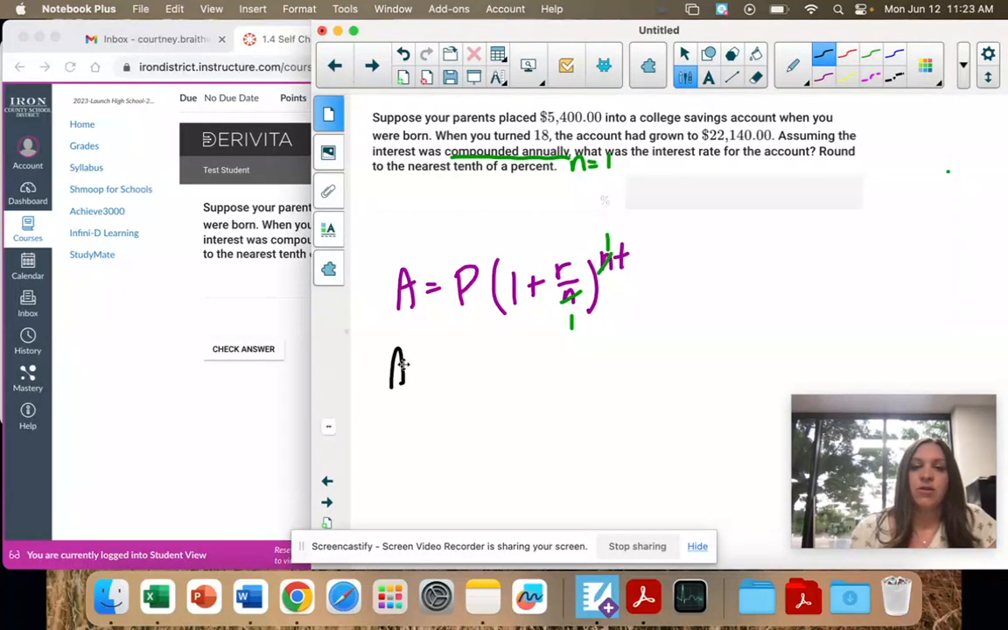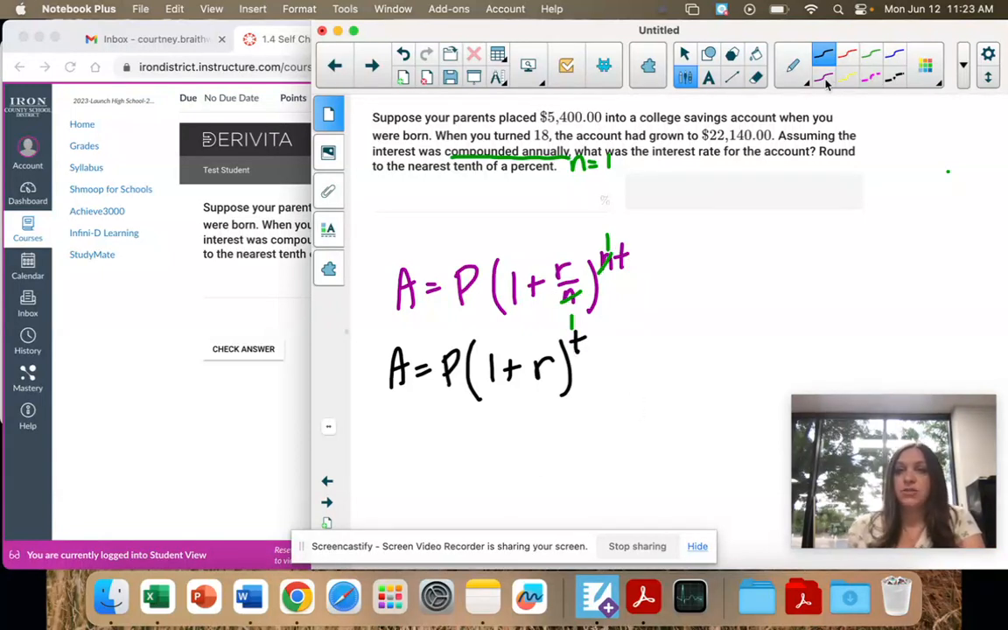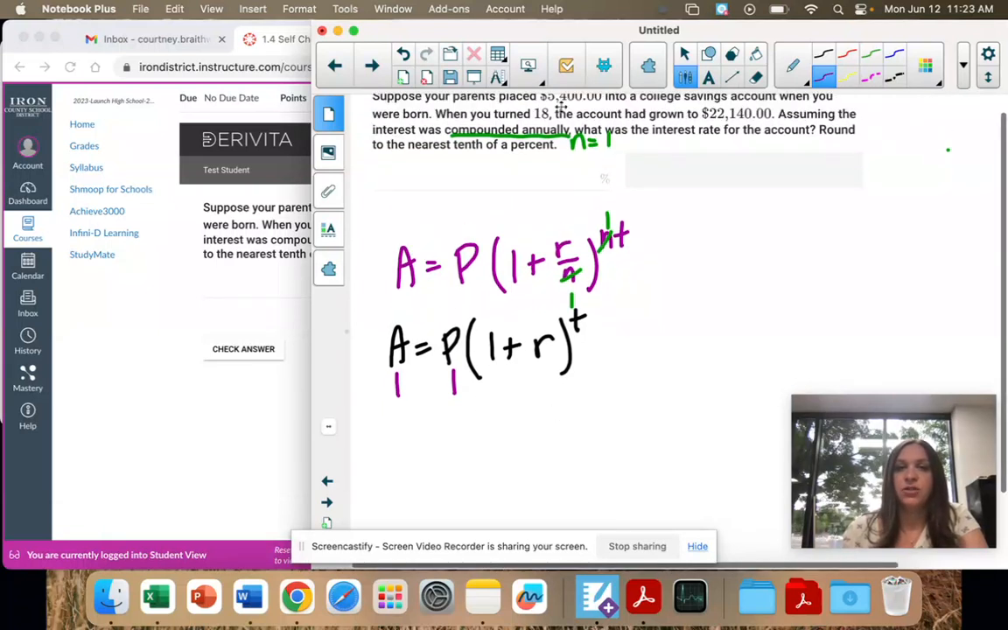When that happens, our formula changes to just a regular exponential growth. We just have 1 plus R, because R over 1 is R. Then 1 times T is just T. So it's a standard exponential growth. We need our initial value, and then we're given our ending value. That's A. So our initial deposit was 5,400.